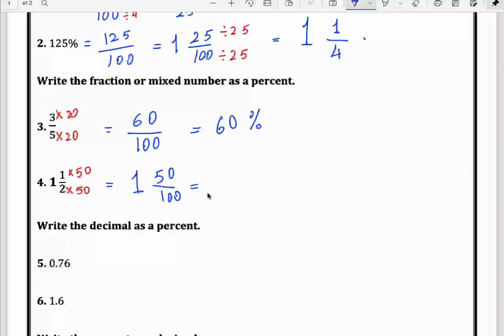So it will be, oh, it's not a fraction yet. So let's rewrite it as a fraction. Okay. 1 times 100 equals 100 plus 50 equals 150. Now we have 150 over 100. Let's do the same. Write the numerator, 150, followed by the percent sign.